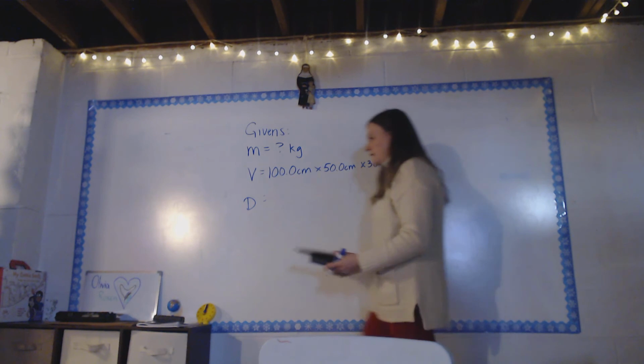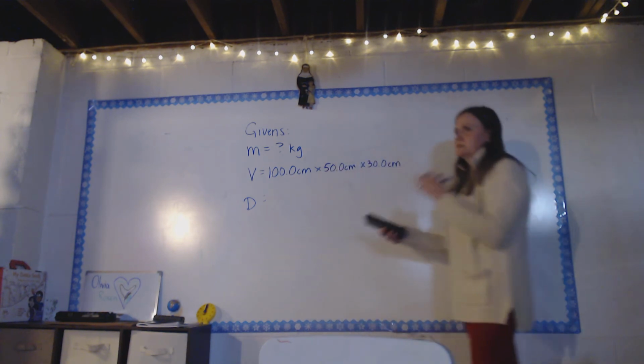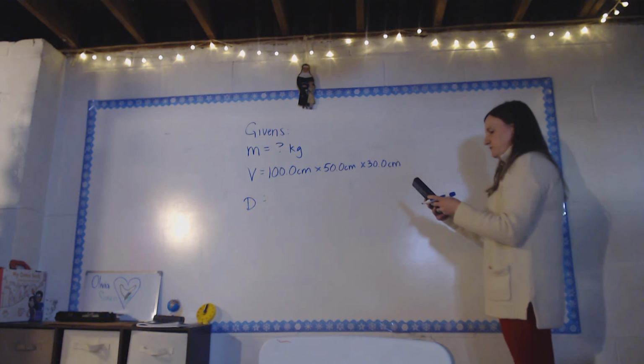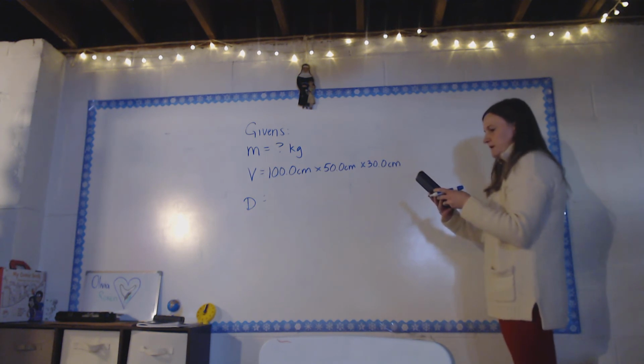So right away, we can find the volume of the tank. This is a rectangular prism. It's length times width times height. So I'm going to take 100 times 50 times 30. I should be able to do that in my head, but I'm going to use a calculator. And that's 150,000.